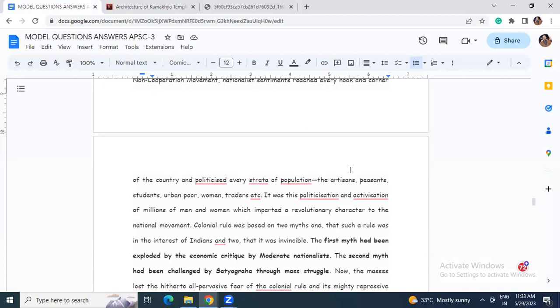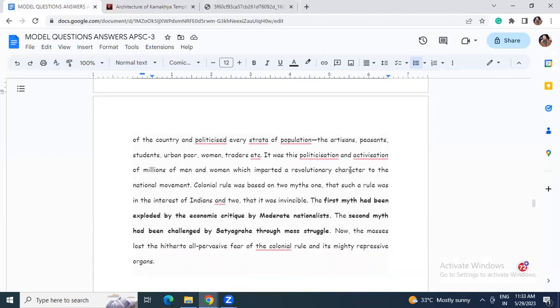লৈছিল. It was this politicization and activization of millions of men and women which imparted a revolutionary character to the national movement. And colonial rule was based on two myths. One, that such a rule was in the interest of Indians, and two, that it was invincible.